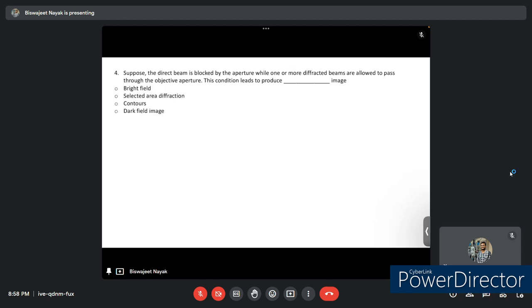Suppose the direct beam is blocked by the aperture, while one or more diffracted beams are allowed to pass through the objective aperture. This condition leads to the production of dark field images. Contours are observed in the image if the sample is bent. The Weiss zone law is given by hu plus kv plus lw equals 0. In a cubic system, it is analogous to the scalar product of the direction and the plane normal.